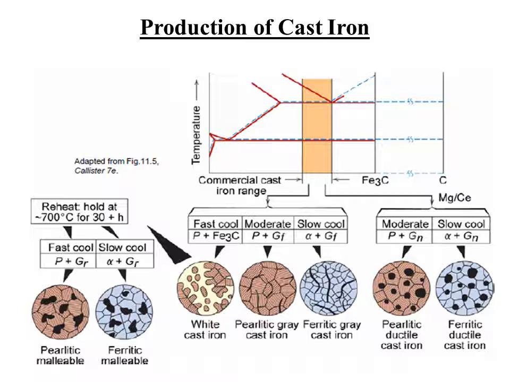Here also you can see white cast iron, pearlite gray cast iron, ferrite gray cast iron, pearlite ductile cast iron, and ferrite ductile cast iron, which are produced by mixing carbon with iron within a very small range. So by changing the composition of carbon and by changing the temperature, you will get different types of cast iron.